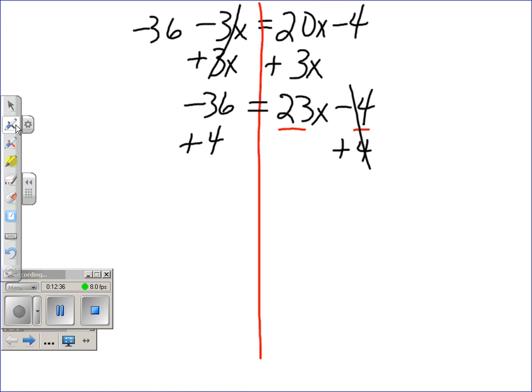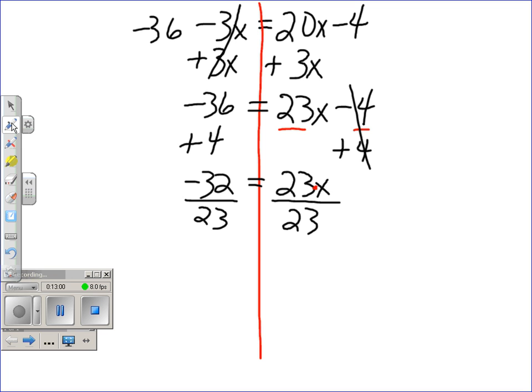Negative 36 plus 4 is negative 32. And on the right side I have 23x. Finally, remember that 23x is x times, put a little dot in there, x times 23. How do you get rid of times 23? You divide by 23. You undo multiplication by using division. Do it to both sides. 23's cancel out. And x equals this fraction here, negative 32 over 23.